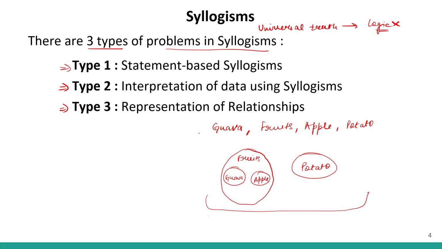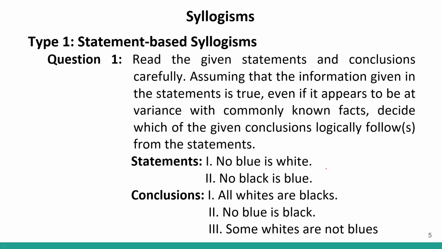You can get certain words and you have to show them what will be the relationship in terms of a Venn diagram. So let us solve some questions from each of these types to get a better conceptual clarity.